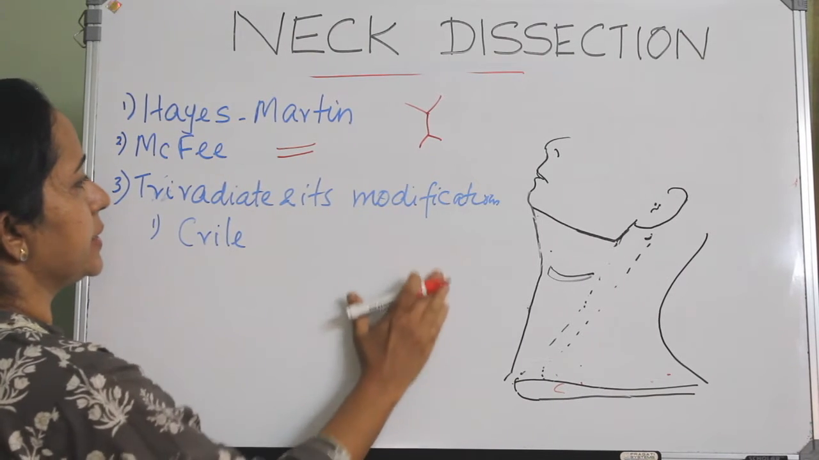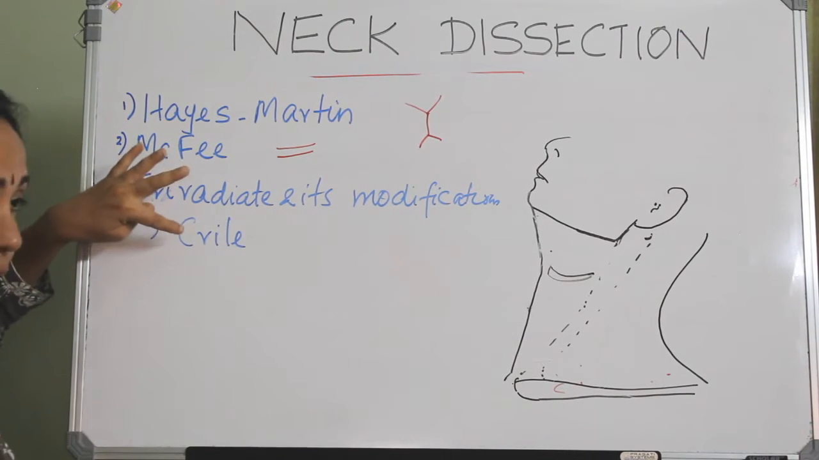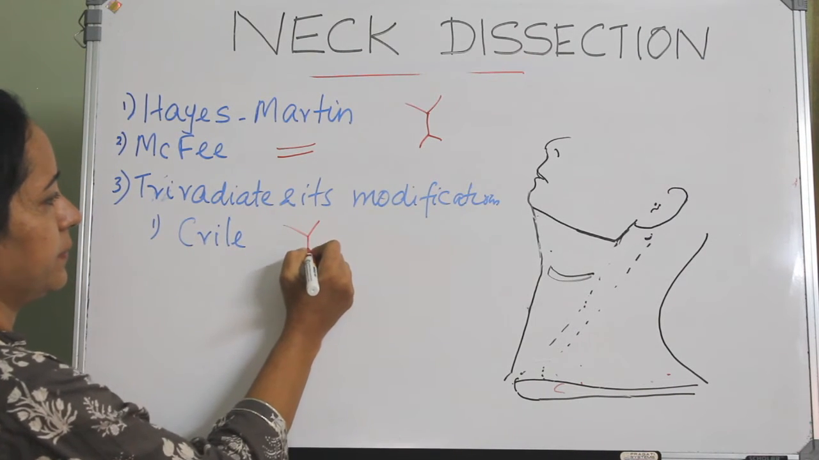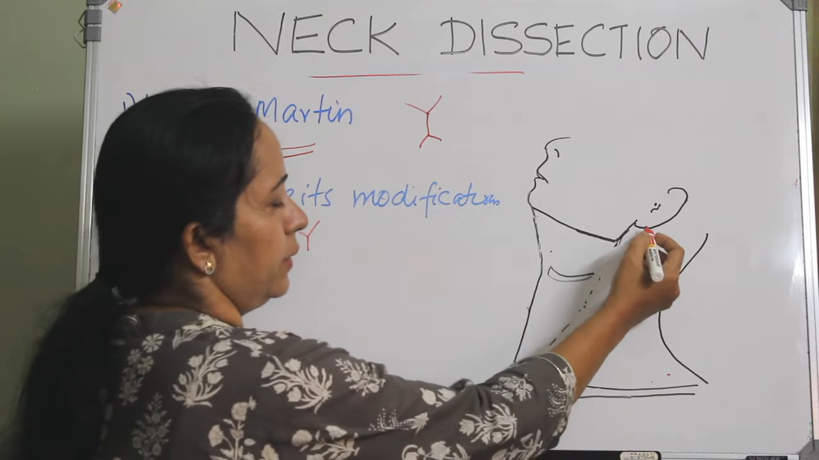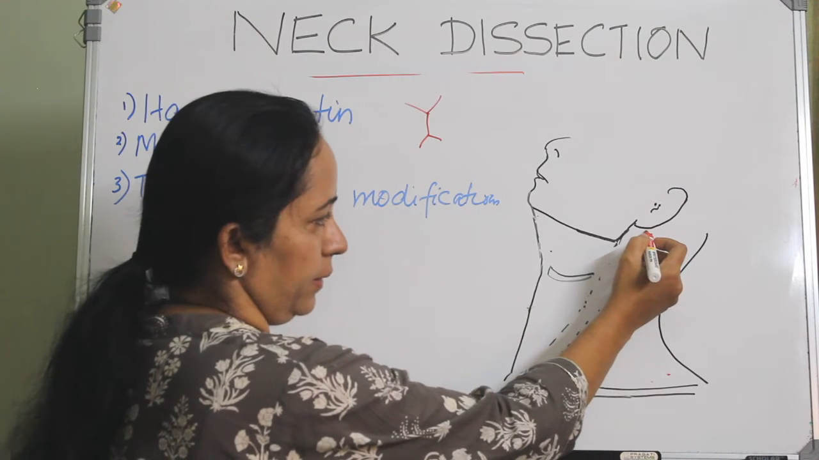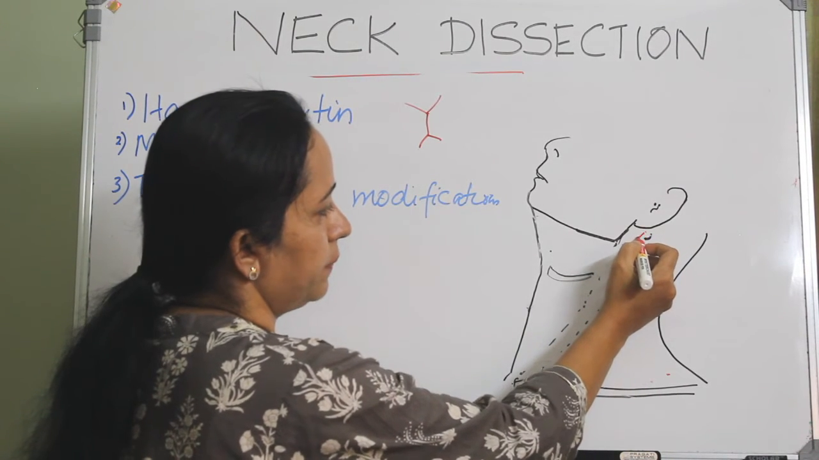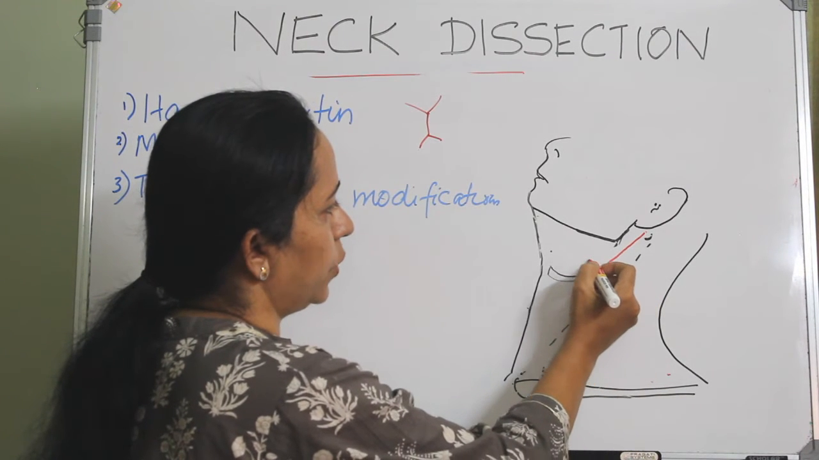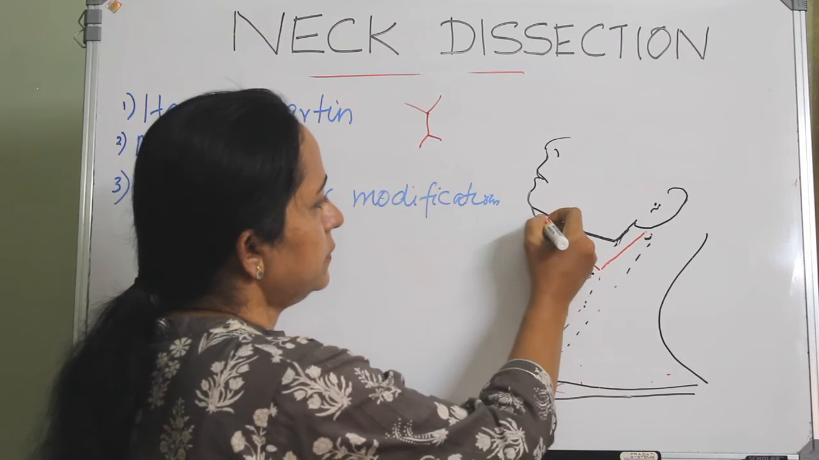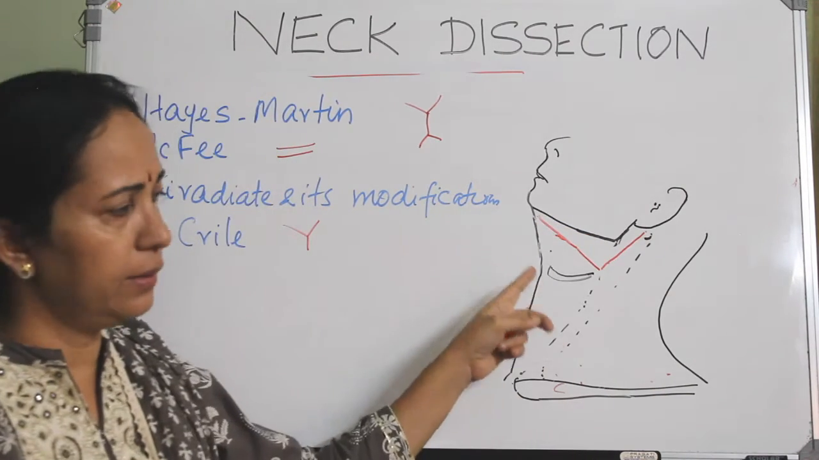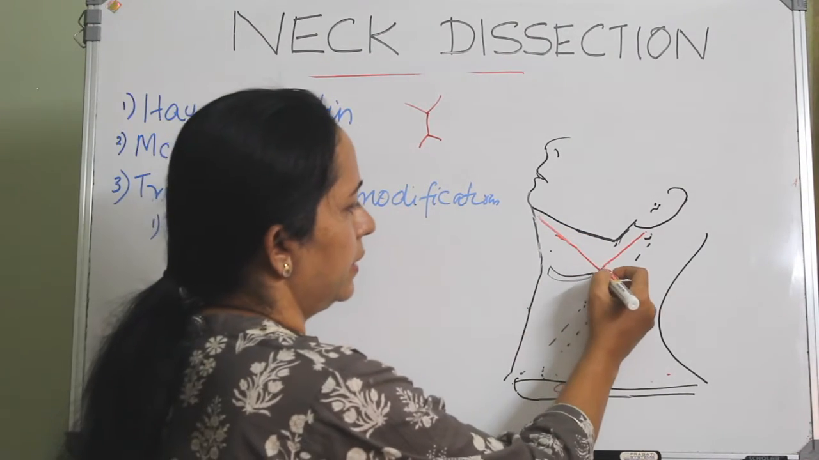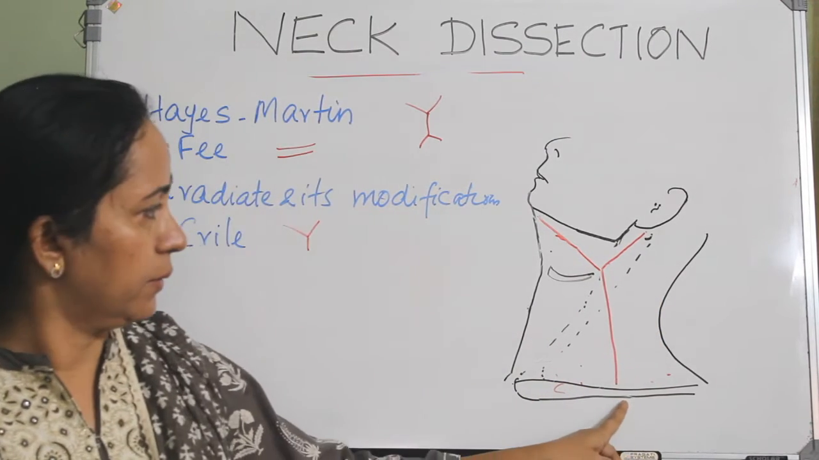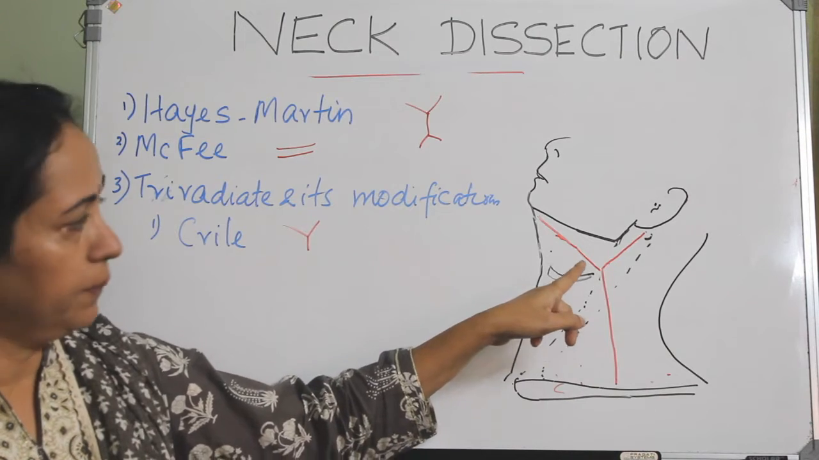So what are the triradiate incision and its modifications? The old triradiate incision is the Crile incision. It is a Y incision. So the limb starts from the mastoid prominence, coming down to the hyoid bone, tip of hyoid bone, and from there it is going superiorly up to the chin or the submental area, and from this at 90 degrees the vertical limb is coming down up to the middle of clavicle. So this is the Crile incision.